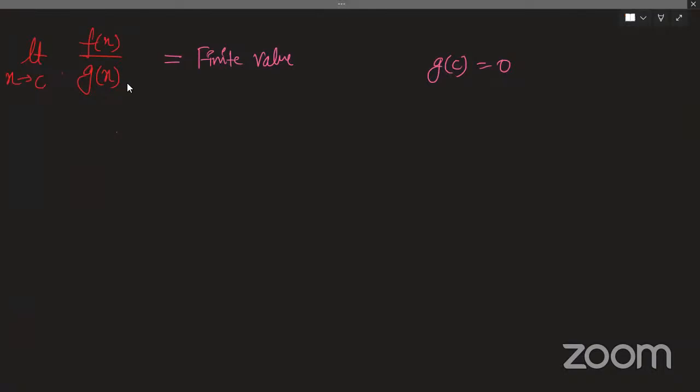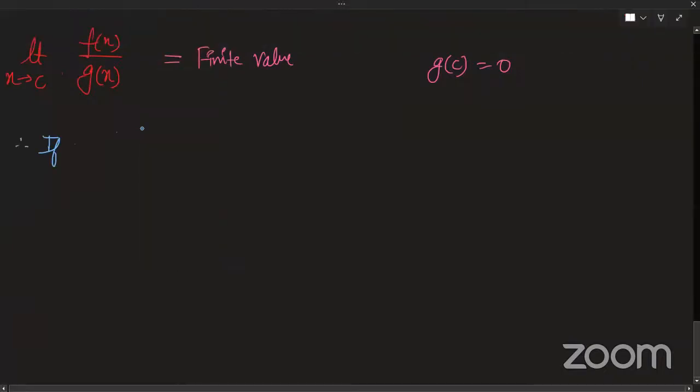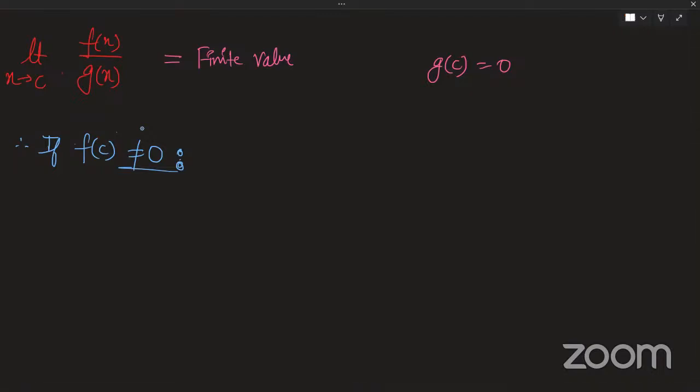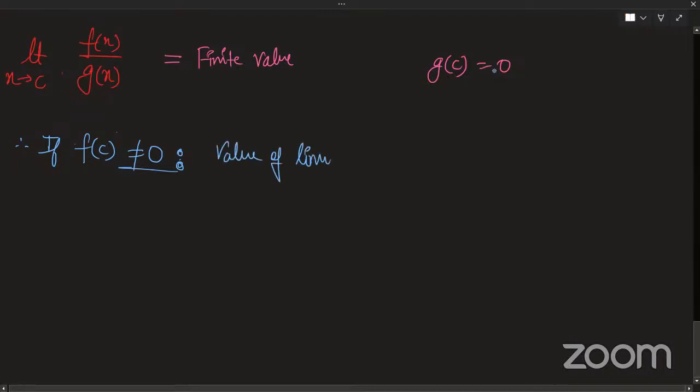What will happen if your f of c is not equal to 0? Can you tell me what will happen? You have a finite non-zero value at the numerator, and in the denominator, you get a value that is 0. So any finite value divided by 0, where will my value of limit tend? Infinity, sir. Okay, great. My value of limit will tend to infinity.